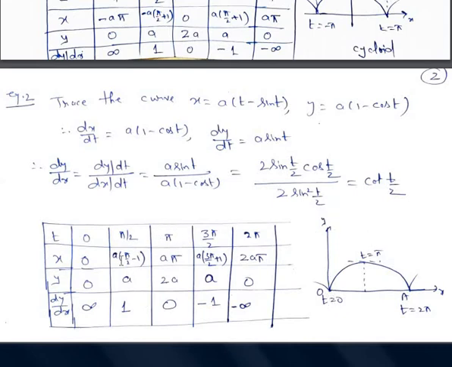For pi/2, x is a(pi/2 - 1), y is a, and dy/dx is 1. So this is the point where the tangent will make an angle of 45 degrees with the x-axis. Similarly, for t = pi, we have x = a pi and y = 2a, and dy/dx is 0. For 3 pi/2, dy/dx is -1, and for t = 2 pi, dy/dx is -infinity. So join these points, and you will get one complete branch of the cycloid. Okay.